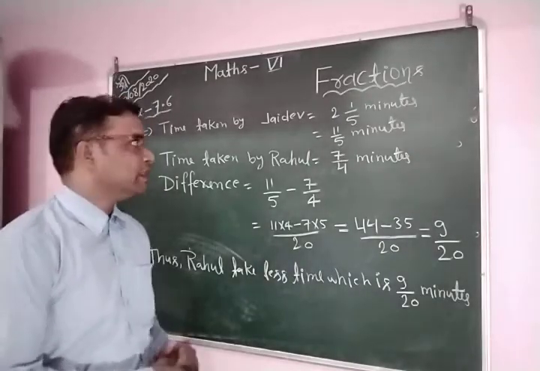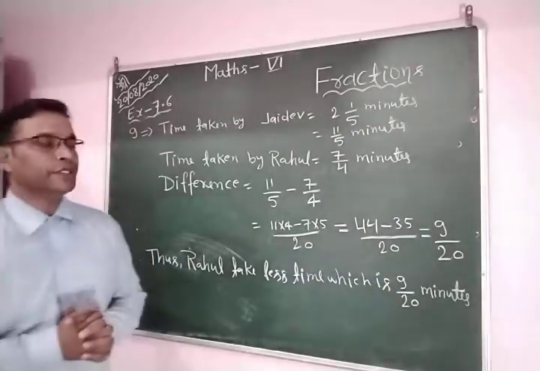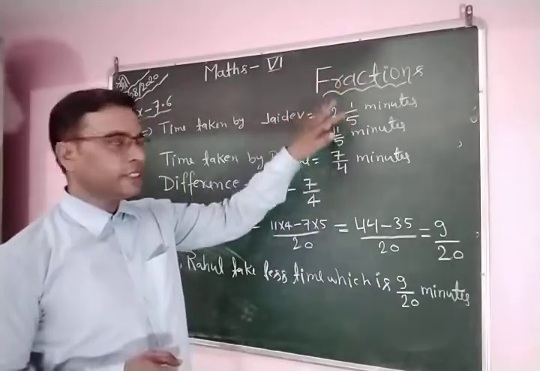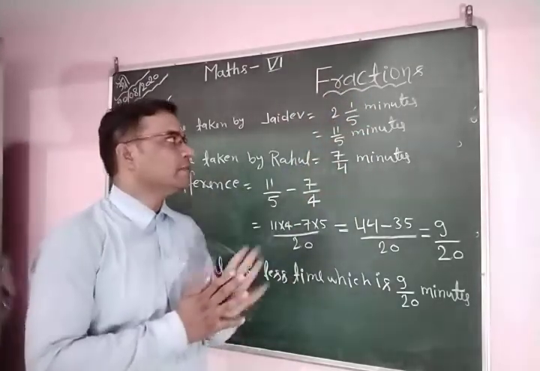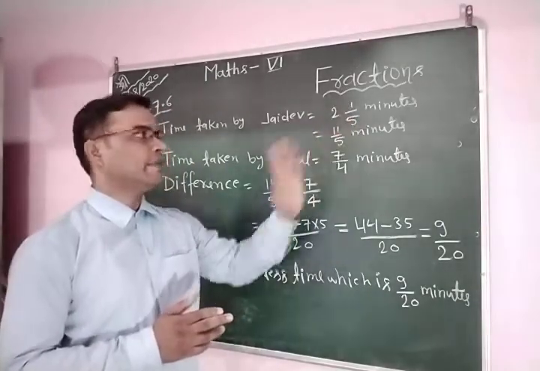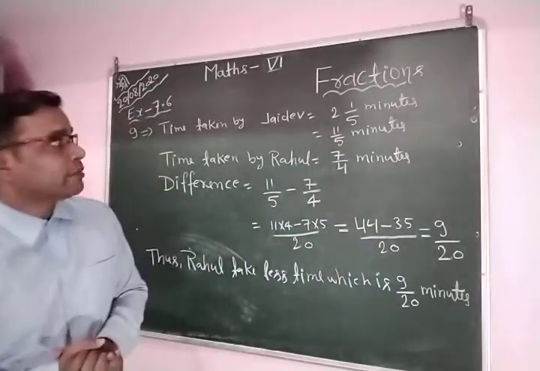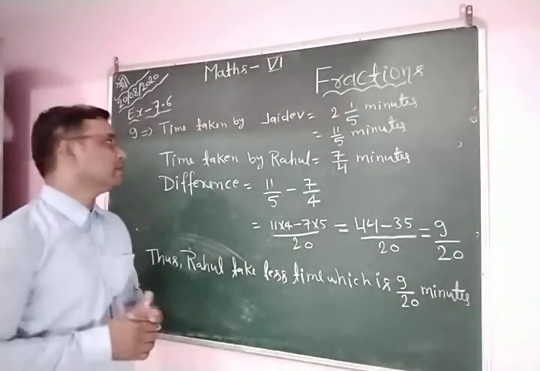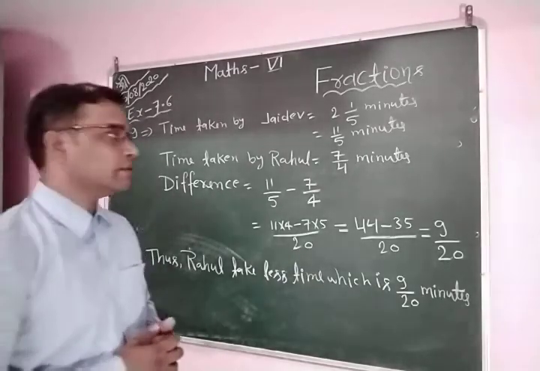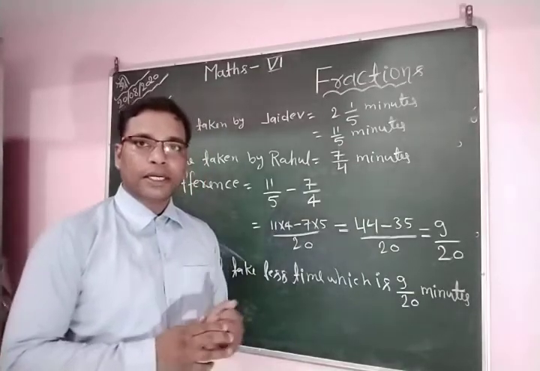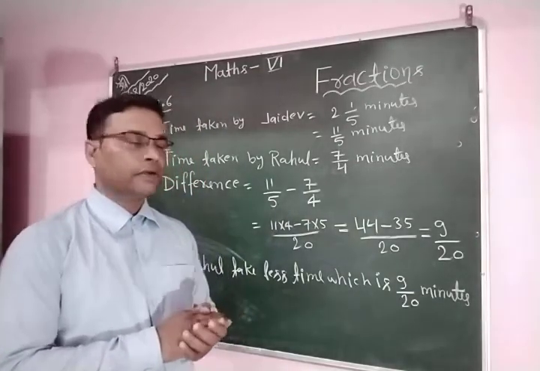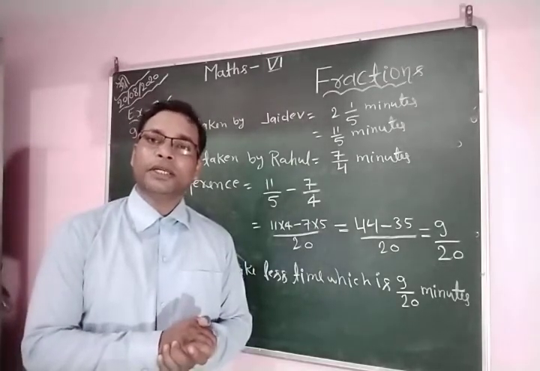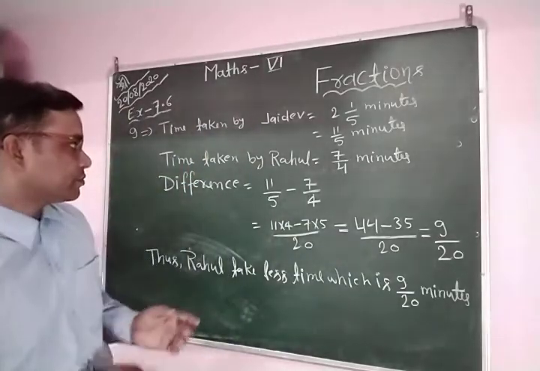In this question, it is given that the time taken by Javed is 2 and 1 by 5 minutes. This is a mixed fraction; we convert it into an improper fraction. We obtain 5 twos are 10 plus 1, 11 by 5. So the time taken by Javed is 11 by 5 minutes, and again it is given that the time taken by Rahul is 7 by 4 minutes. So we need to find here who takes less time and how much.